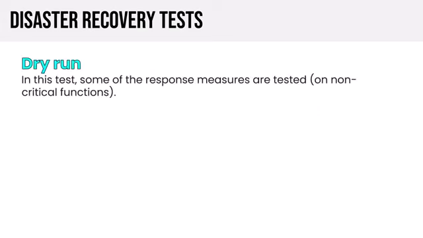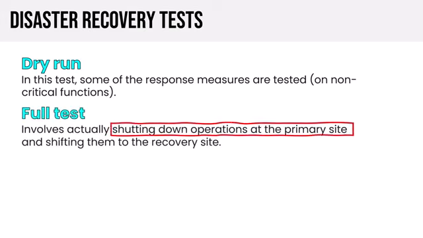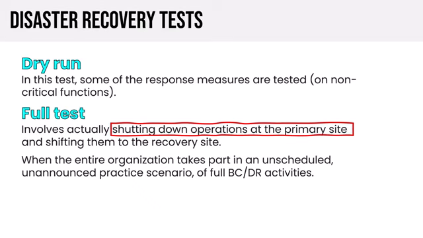Then there's a dry run. In this test, some of the response measures are tested on non-critical functions, so there's a bit of doing in this case. And then we have a full test, which involves actually shutting down operations at the primary site and shifting them to the disaster recovery site, when the entire organization takes part in an unscheduled, unannounced practice scenario of full business continuity and disaster recovery activities.